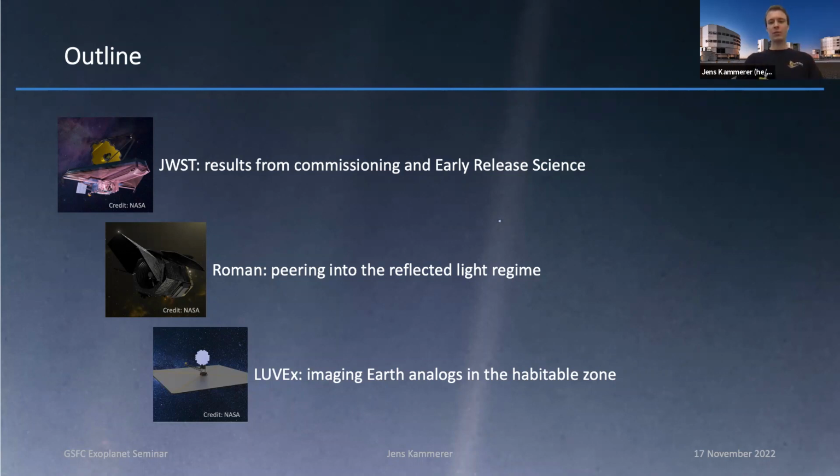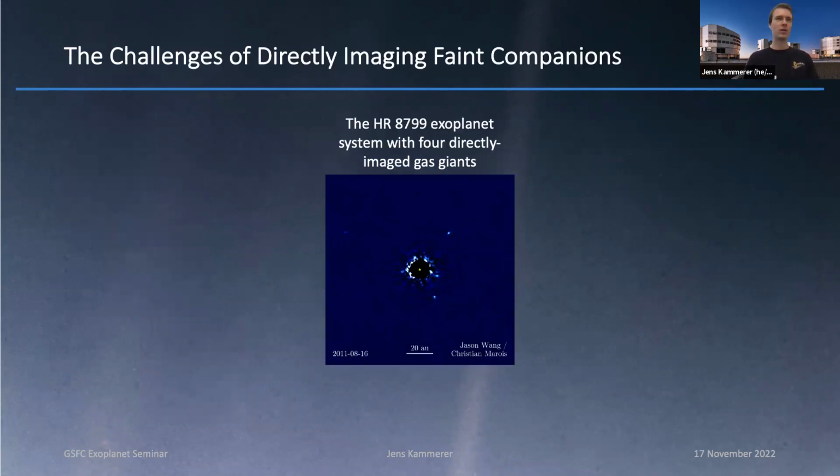Now, before we dive into the JWST results, I wanted to highlight a bit what we're actually doing in the field of high contrast imaging and what the main challenges are that we have to deal with. So for that, I'm showing you this famous movie of the HR8799 exoplanetary system. It's a system with four gas giant planets, and I think you can probably all make them out very easily because you can see them orbiting their host star as we have observed the system through our time. So I think that's a really fascinating movie to look at.